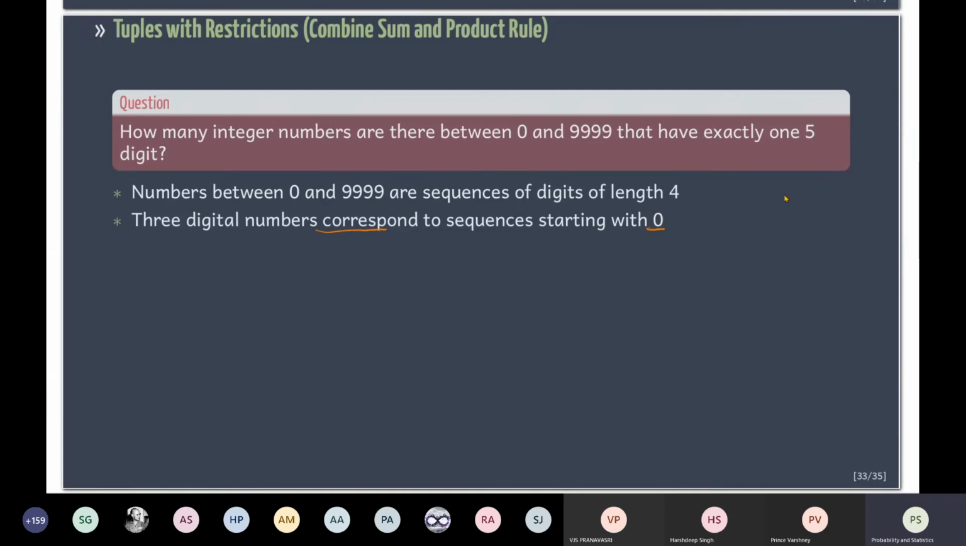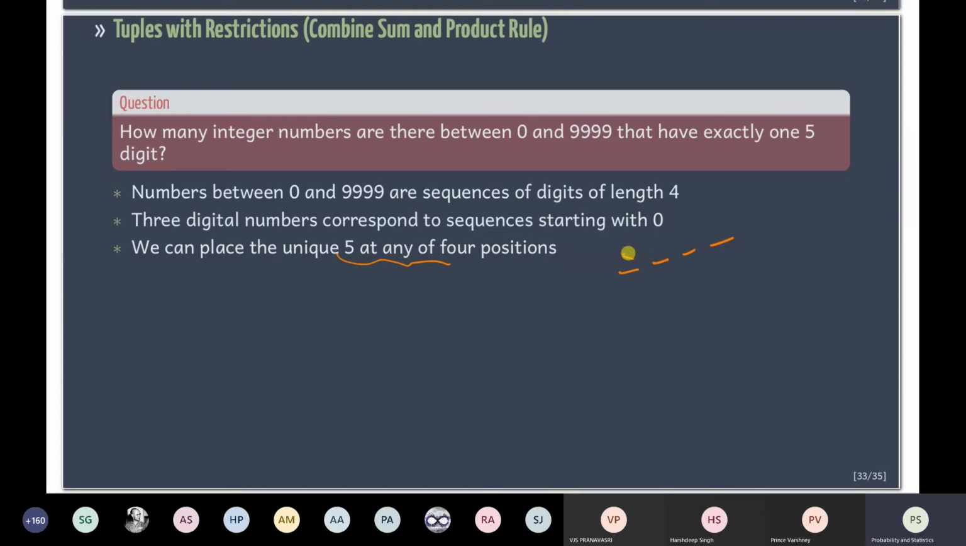So if there is a 3-digit number like 459, then we have 0 in the front. A 3-digit number will be seen as a 4-digit number prepended by 0. We can place the unique 5 at any of the 4 positions. We have 4 positions because these are 4-digit numbers, and we can place 5 anywhere.